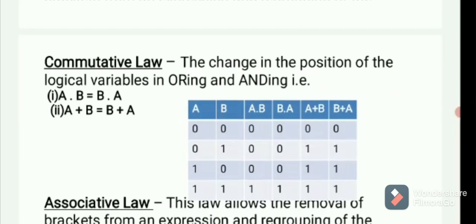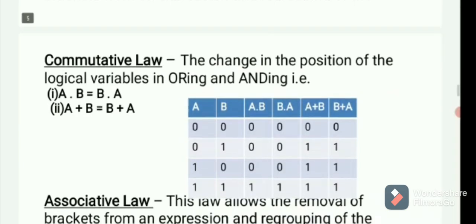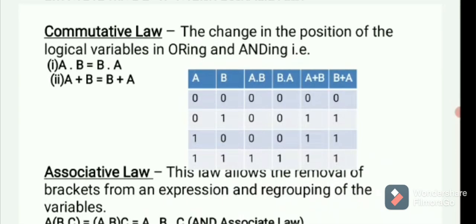This is verified with the truth table, where A and B are variables. So for two variables the combinations are 0 0, 0 1, 1 0, 1 1. A dot B equals 0, B dot A equals 0, A OR B and B OR A. Putting the variables 0, 0, the same 0, 0. Here you can see that A OR B and B OR A give the same output, and A dot B and B dot A are the same.